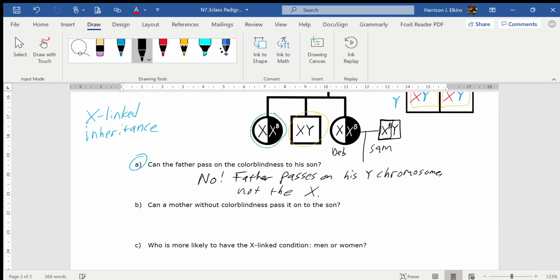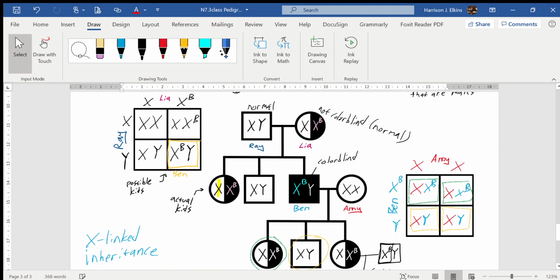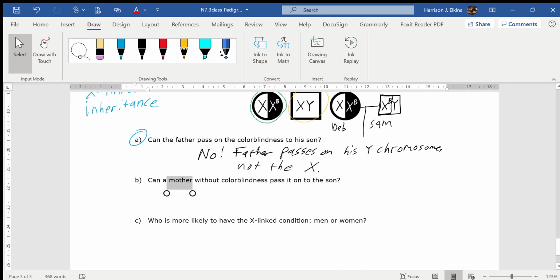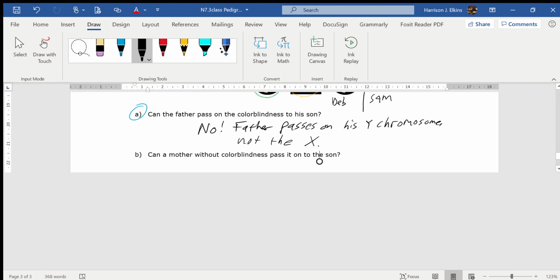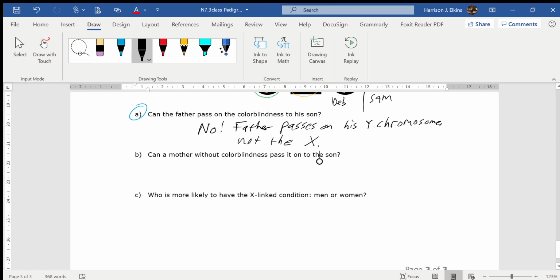All right, can a mother without colorblindness pass it on to the son? Well, let's look back up here. Leah did not have colorblindness. She had normal vision, and yet she passed it on to her son. It's her fault. So what we see happening is that often mothers are passing on conditions to their sons, and they don't even know it because they've inactivated the condition within themselves, but the son can't inactivate the condition. So yes, the mother can. So XB, if she passes that on, she doesn't have it, but he does. Oof.